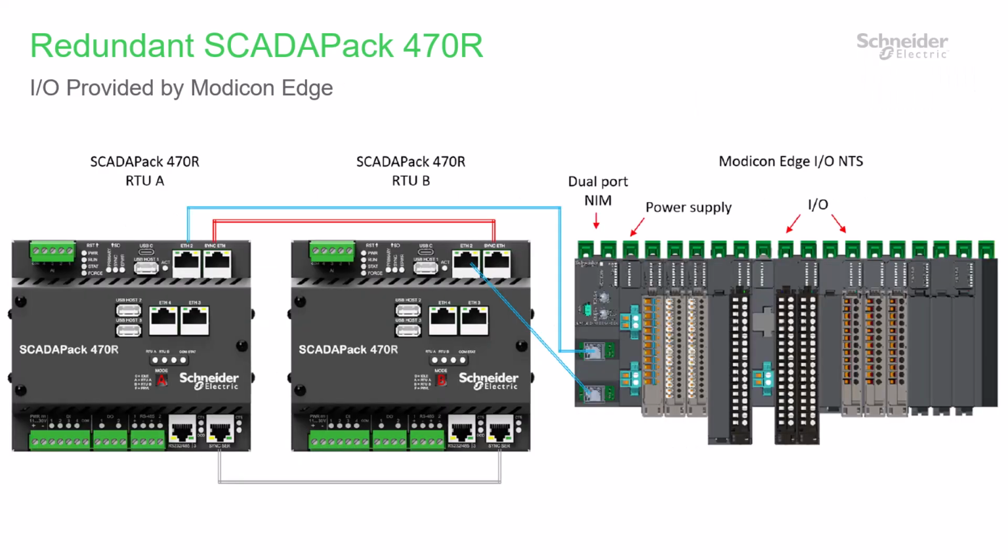Now here's a closer look at a typical SCADAPack 470R installation that includes Modicon NTS Edge Remote I/O. You can see that both RTUs are connected to the dual-port network interface module through network cables. The NIM also includes a USB Type-C port for configuration and diagnostics. The Edge Island includes a power supply that provides 24 volts DC as well as power to the bus, and a variety of expansion I/O modules. Near the end are blank dummy modules, in this case, which can be replaced with I/O modules without removing power.